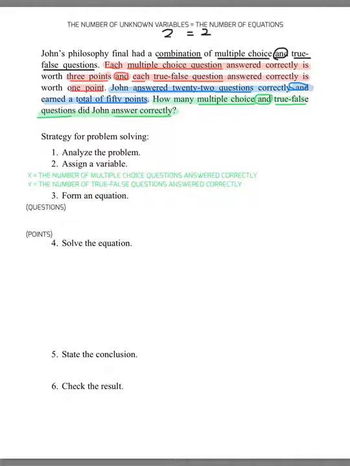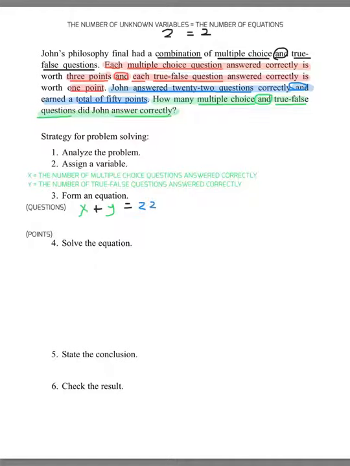The first equation is going to be about questions, and in blue we know that John answered 22 questions correctly. So that means that the number of multiple choice questions plus the number of true-false questions that he answered correctly has to equal 22. It's going to give us our first equation: x plus y is equal to 22.